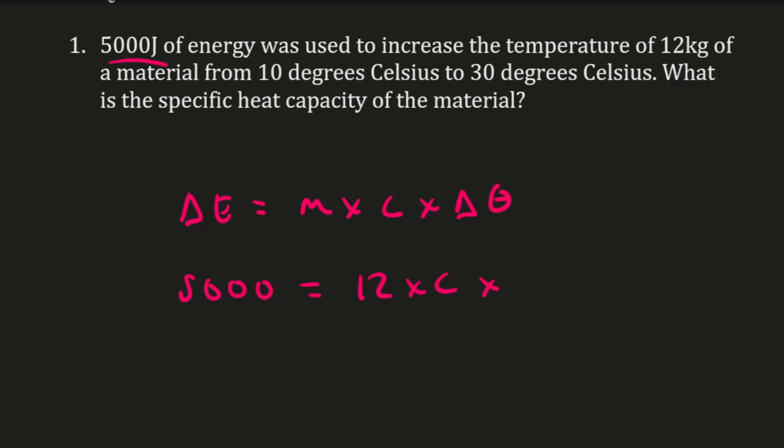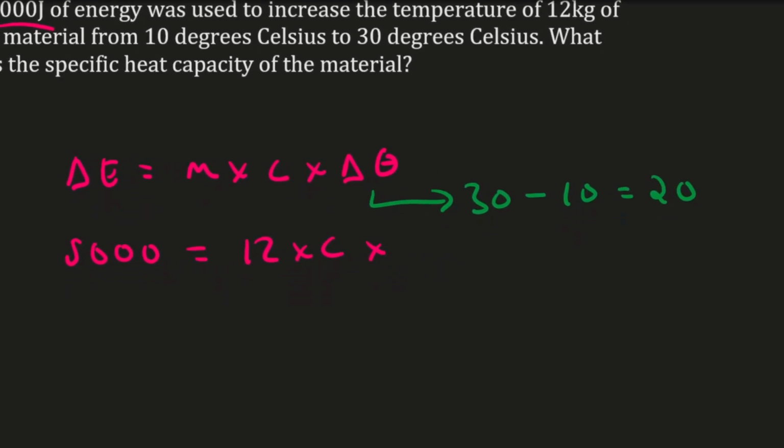Delta theta is a change in temperature. So to work out the change in temperature, then we will just do the finishing temperature, the final temperature, minus the starting temperature, which is 30 minus 10. It's in degrees Celsius, so we don't need to convert anything. So we get a change in temperature of 20. So delta theta is going to be 20. And then all we need to do now is rearrange for C. So C will equal 5,000 divided by 12 times 20. So divided by 12 divided by 20 if you like.